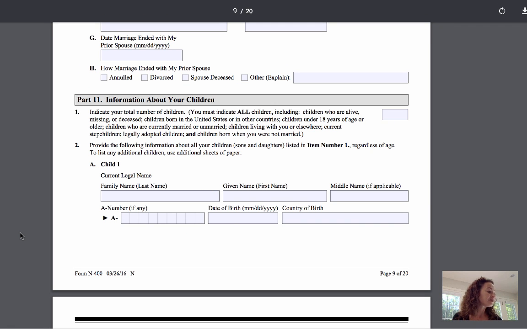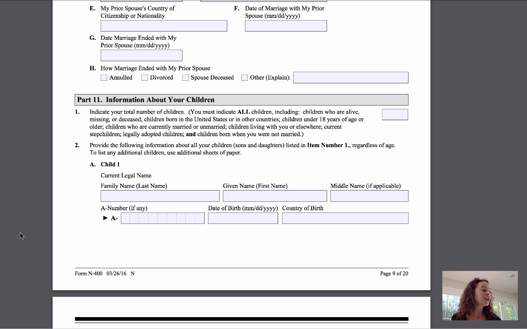Part 11. Item number 1, indicate your total number of children. Remember, count all of your children, regardless of whether they are alive, missing, deceased, born in other countries or in the United States, under 18 years of age or over 18 years of age, married or unmarried, living with you or elsewhere, current stepchildren, legally adopted children, or children born when you were not married.